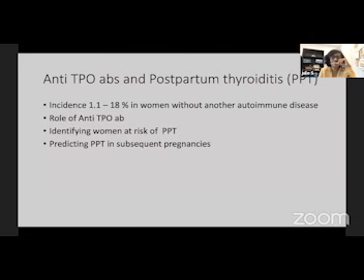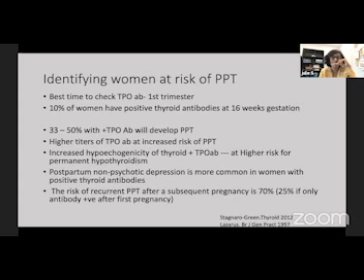So the incidence is variable, but we know about the role of peroxidase antibodies and the association with postpartum thyroiditis. So we'll be looking at just a few slides on the role of peroxidase antibodies in identifying women at risk of postpartum thyroiditis and predicting postpartum thyroiditis in subsequent pregnancies. The best time to check peroxidase titers is in the first trimester.